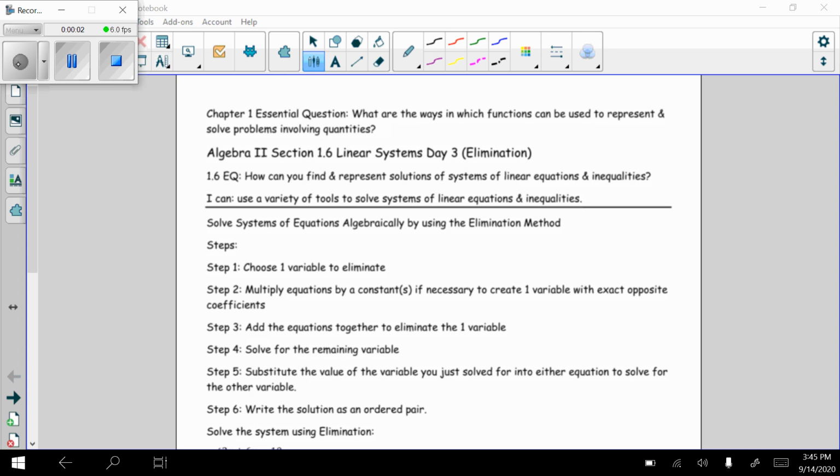Okay, so in this lesson, we're going to look at section 1.6, solving linear systems. Again, algebraically, only this time using the elimination method. So our steps for the elimination method.